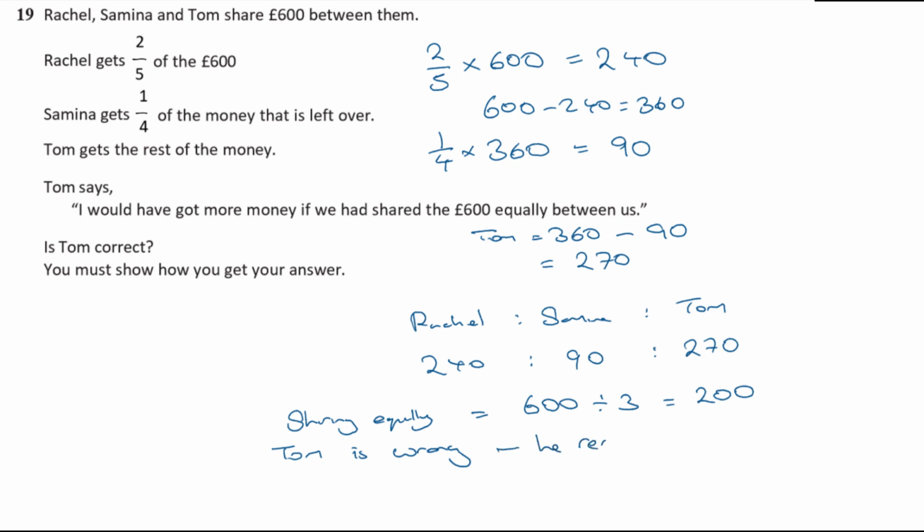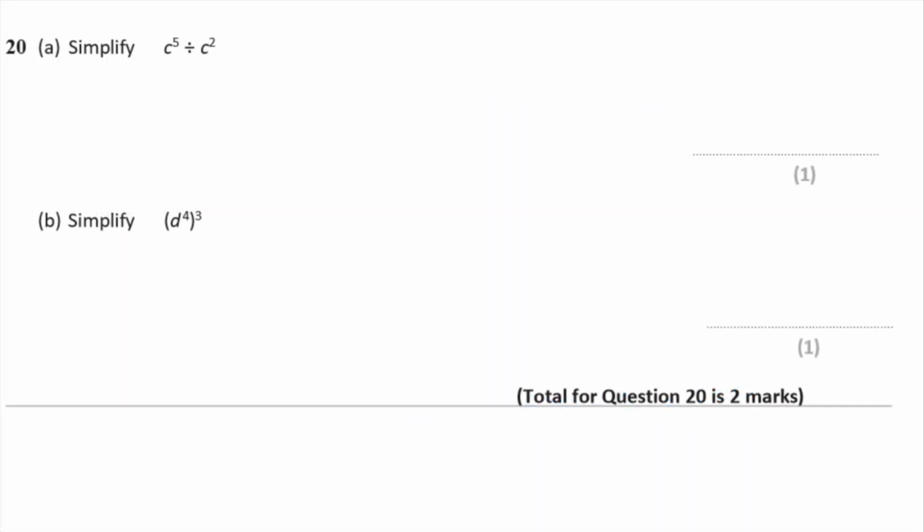He receives £70 more. Okay, so he receives £70 more than he would have done if he'd have got a third. Question 20, simplify c to the power 5 divided by c squared.